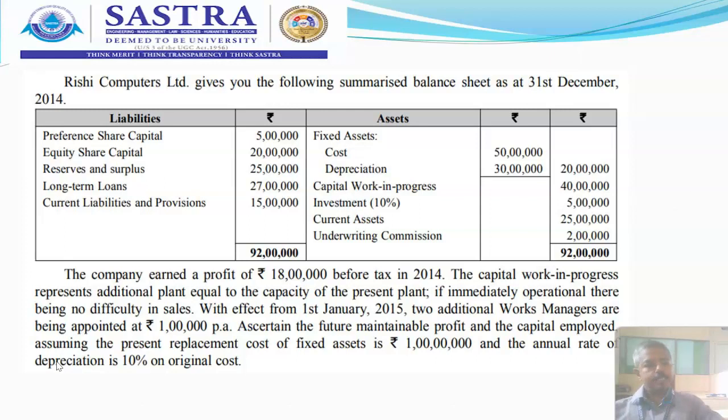The second method, goodwill by purchase of future maintainable profit method. Here we need to follow 3 steps again. First, find out the future maintainable profit.